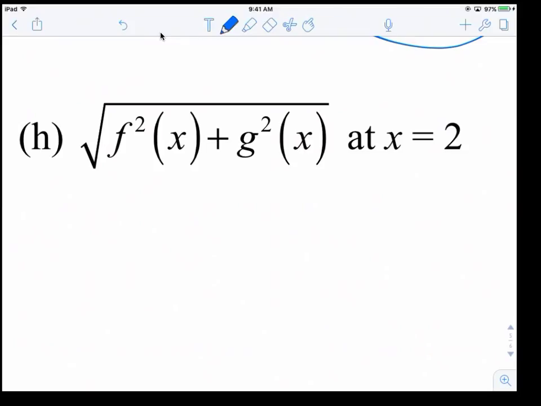I'll look down there. I don't know. Big Bang Theory?